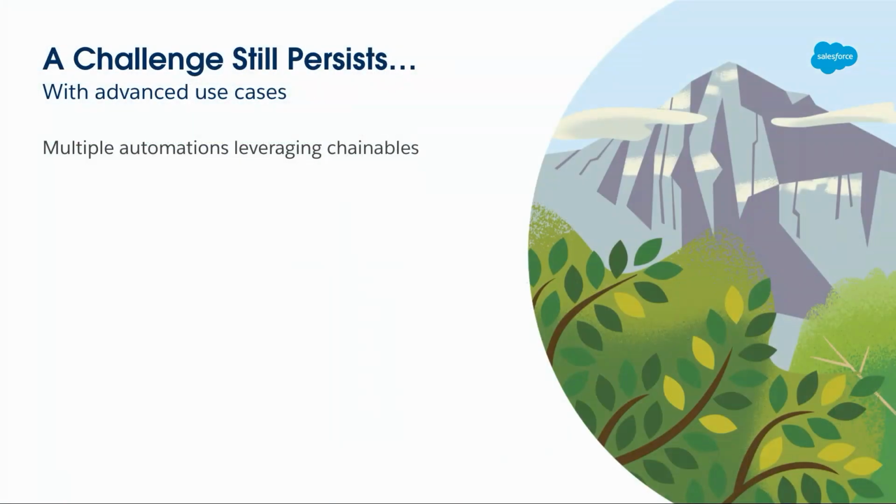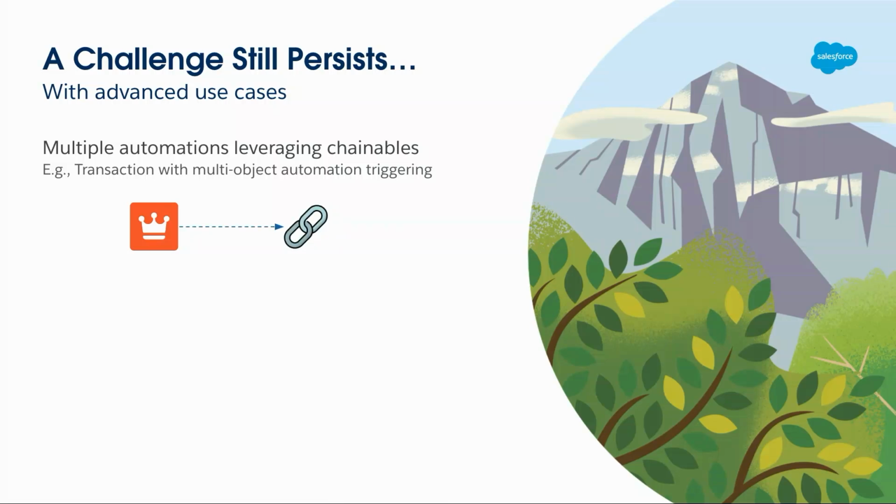Yet, with this, there is still a challenge that persists, and we see that with complex use cases, for example, when we have multiple automations that leverage this kind of concept, such as when we have a transaction that spans multiple objects. Let's see one example of this. We are talking about opportunities, right? So we have the opportunity object that is going to call that chain that we were talking about before.